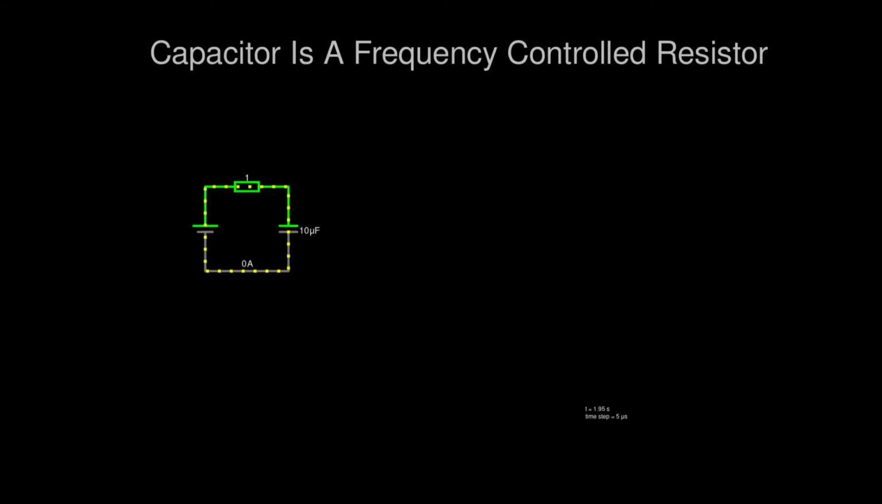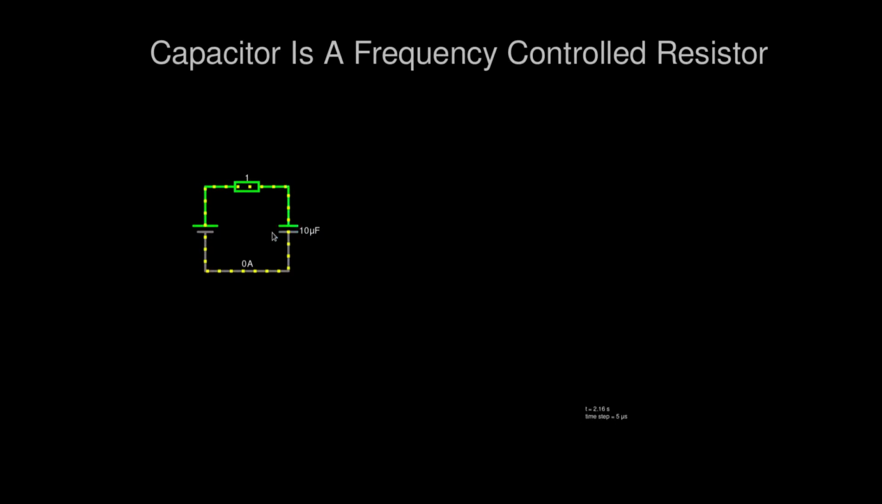So the capacitor, it's a frequency controlled resistor. Let's take a look at it. First of all, we have here a voltage source, a resistor to represent the line resistance. It's 1 ohm. It basically doesn't exist in there, so we don't take account of that. And we have the capacitor.